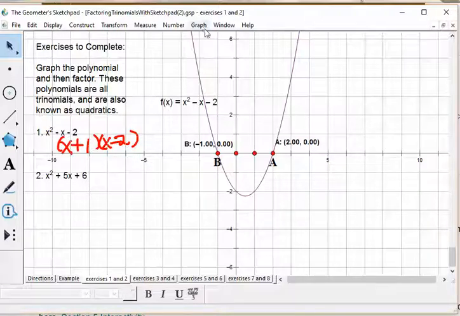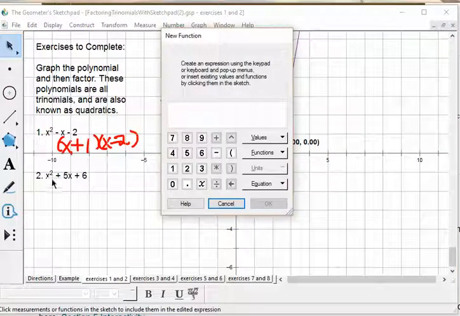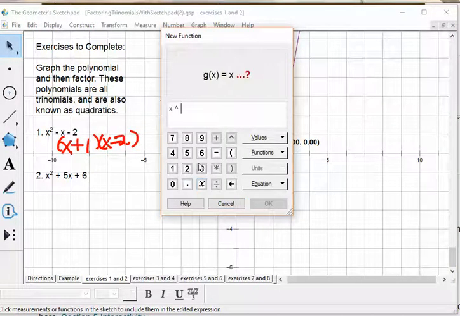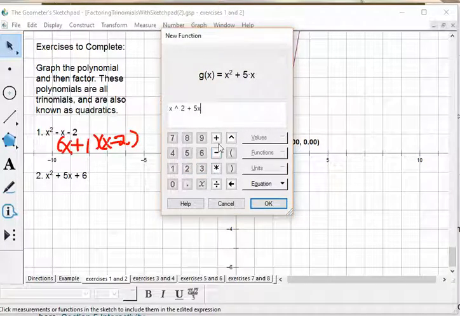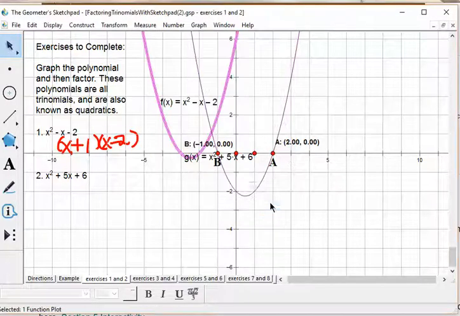Now when you graph the second one, we'll just change its color so that you don't get mixed up. So x squared, I'll show you how to do that, plus 5x plus 6. Okay, so it's over here.